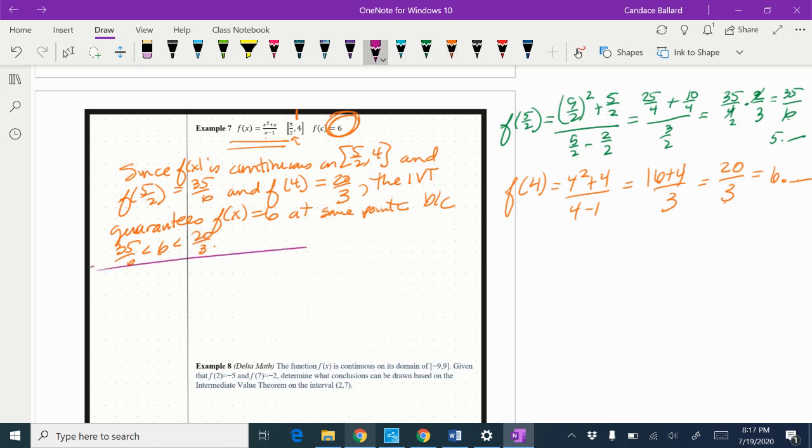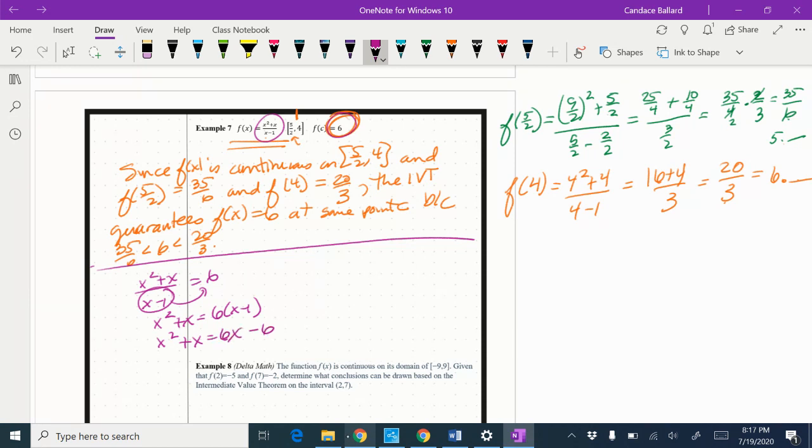Now again, that's the first part of it. We still have to find the value of c. All right, so I'm going to take this and set it equal to 6. So I've got x squared plus x over x minus 1 equals 6. I'm going to take this and multiply it to the other side. So x squared plus x equals 6 times x minus 1. I'm going to distribute. So 6x minus 6.